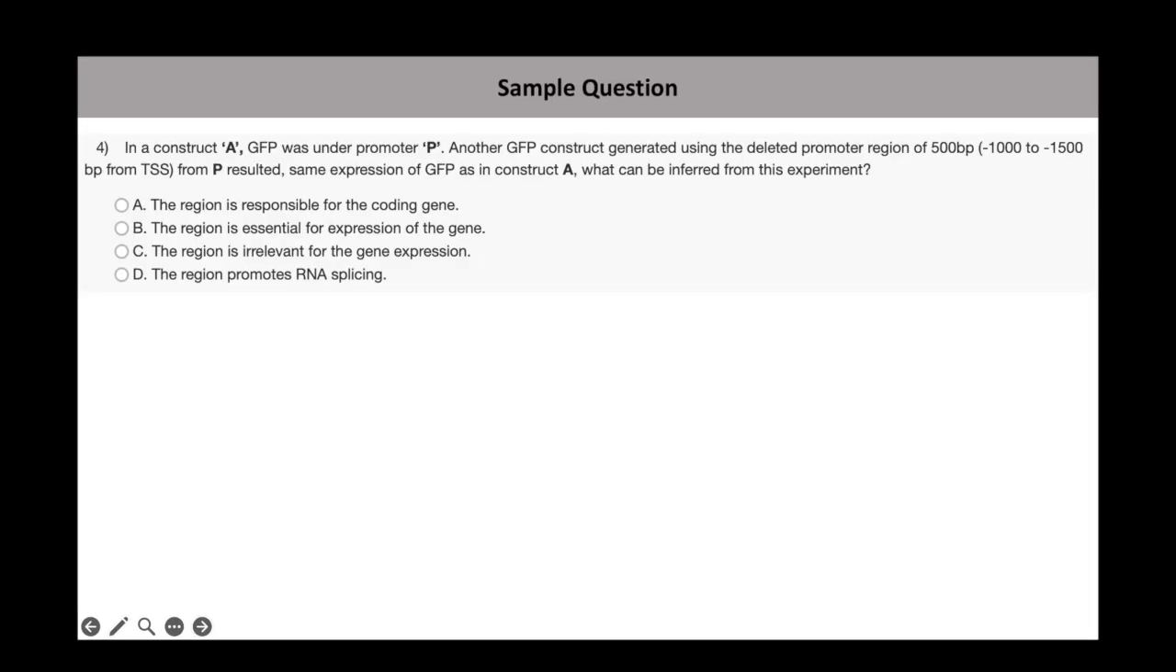Okay. So the next question is, in a construct A, GFP was under promoter P. Another GFP construct generated using a deleted promoter region of 500 base pair from P resulted in the same expression of GFP as in construct A. What can be inferred from this experiment? Options are: the region is responsible for coding gene, the region is essential for expression of genes, the region is irrelevant for the gene expression, and the region promotes RNA splicing. This is a little bit of a tricky question, but you can try attempting it.